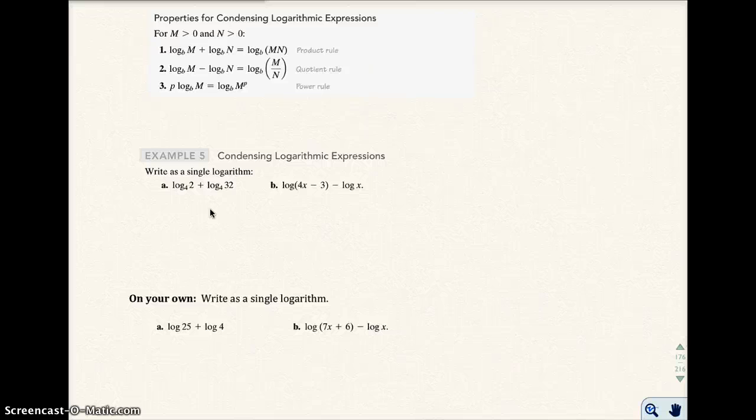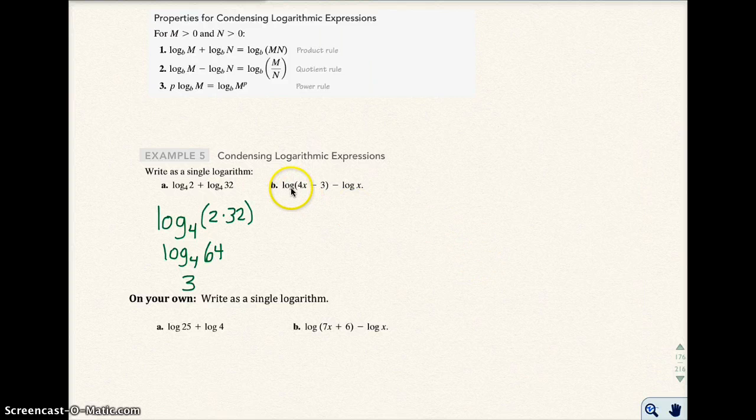So right here I have this. I have log base 4, here's log base 4, and there's a sum there. They're the same base. I can go ahead and change that to a product. I get log base 4 of 2 times 32, which is log base 4 of 64, which is the same thing as 3, because 4 to the third power is 64.